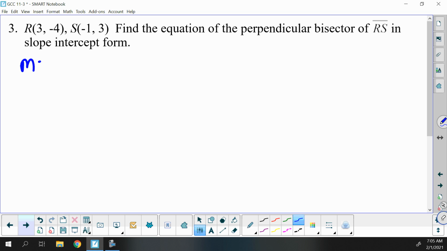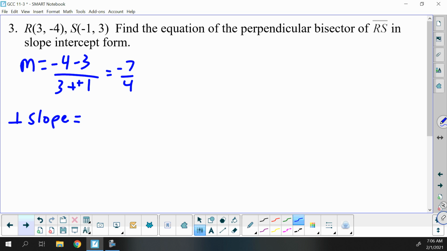So starting out with our slope, we'll do a y value minus our y value. We started with a y value of -4, so we'll start with an x of 3 minus the other x value, which is -1. Minus a minus gives us a plus. So this is going to give us -7/4. Now do your perpendicular slope. We'll flip and negate that, so that gives us +4/7.